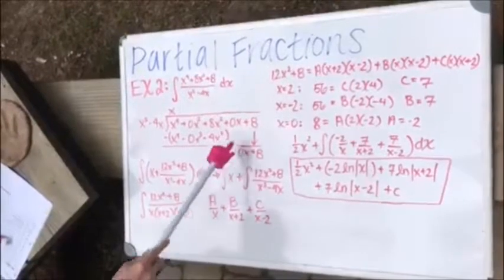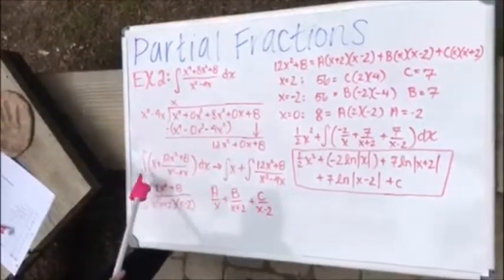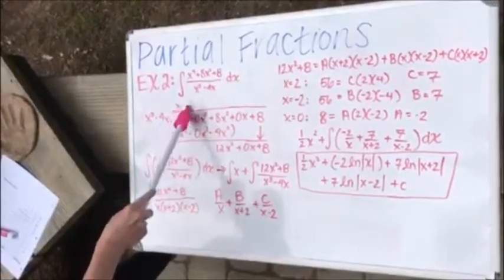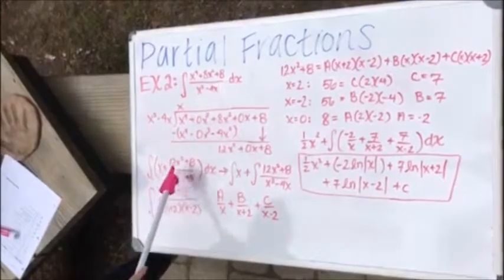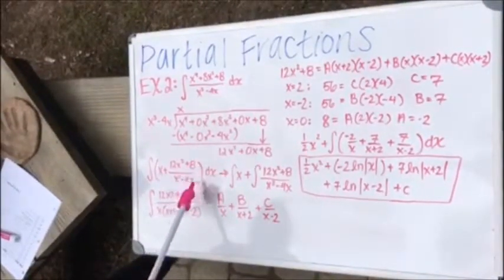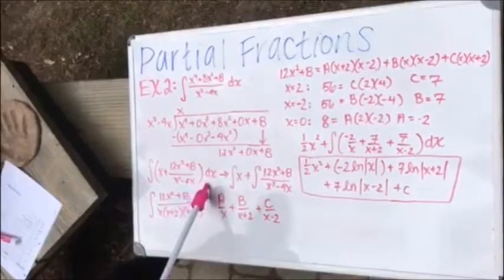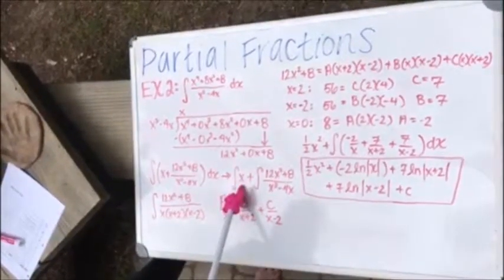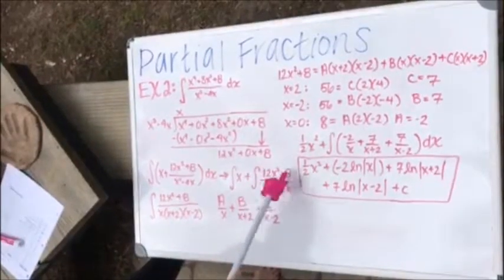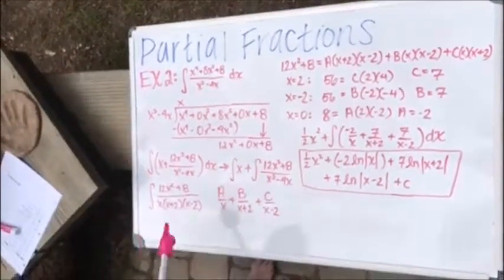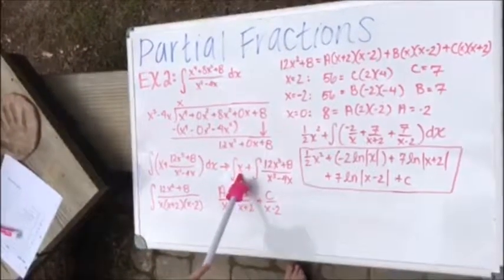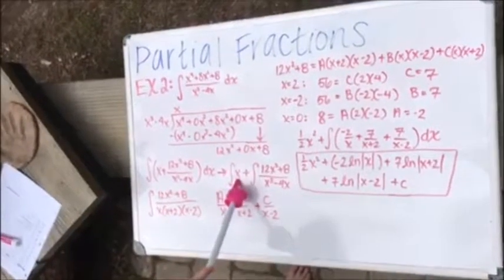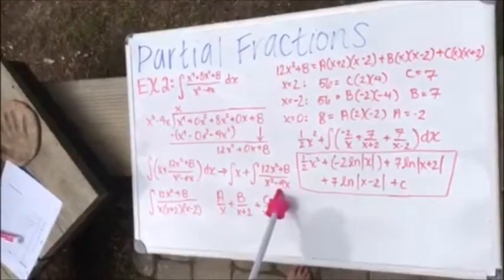And so we can rewrite this original equation as the integral of x, which is what we divided out, plus 12x squared plus 8 over x cubed minus 4x dx. And so we can divide up this integral into the integral of x plus the integral of our equation here. And so we're going to come back to this later when we're solving the final equation. Right now we're going to do the partial fractions for this part.